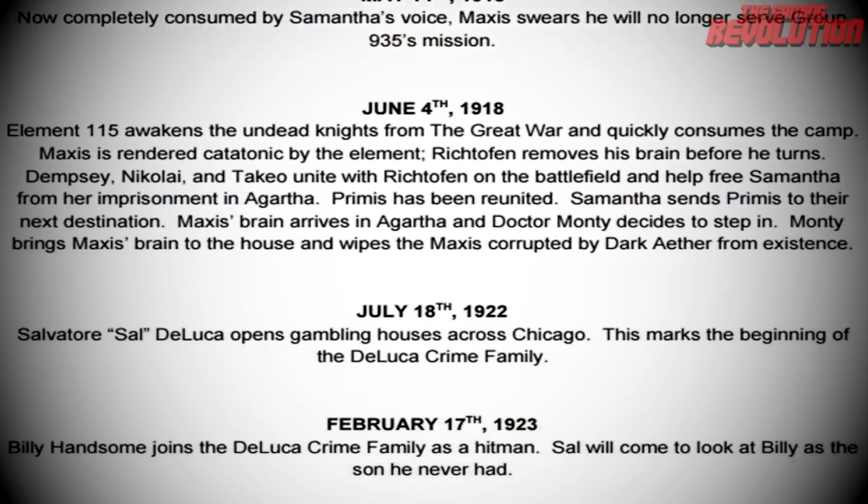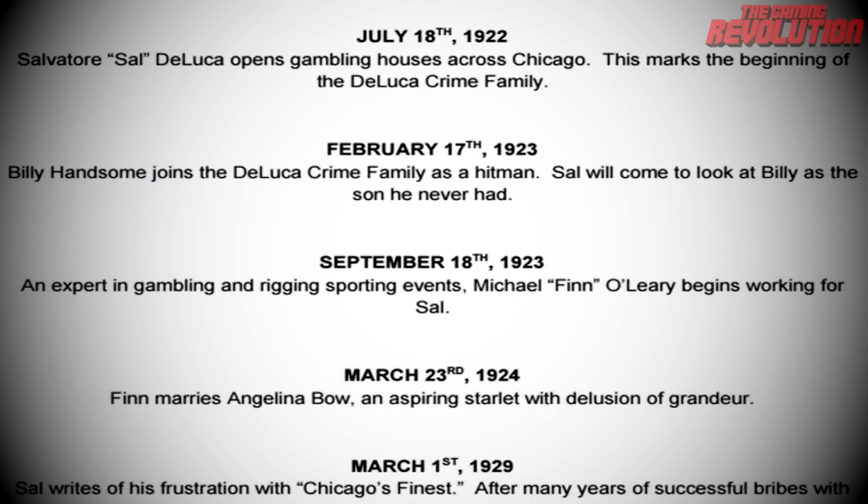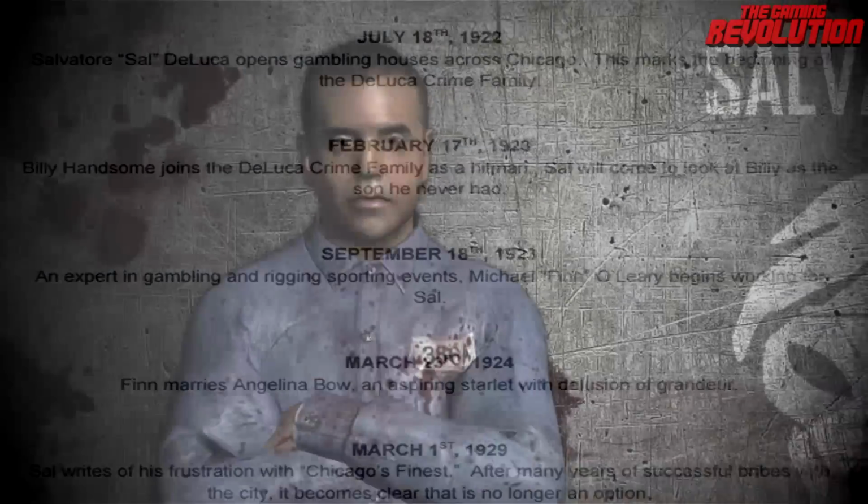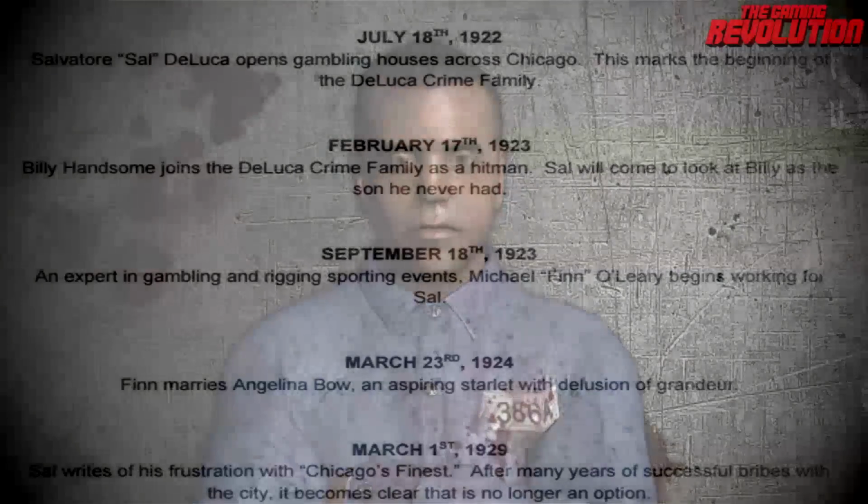So now we're going to get into Mob of the Dead's storyline. That's been Origins, but it's definitely necessary to hear that before you hear this. So on July the 18th, 1922, Salvatore Sal DeLuca opens gambling houses across Chicago.